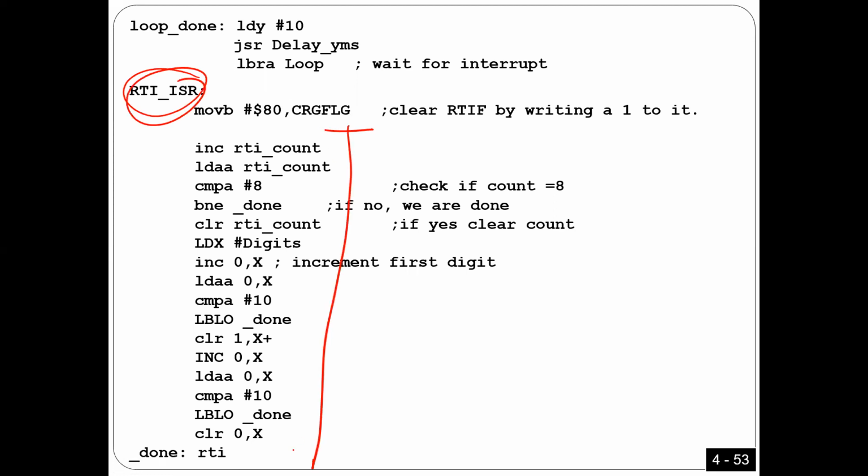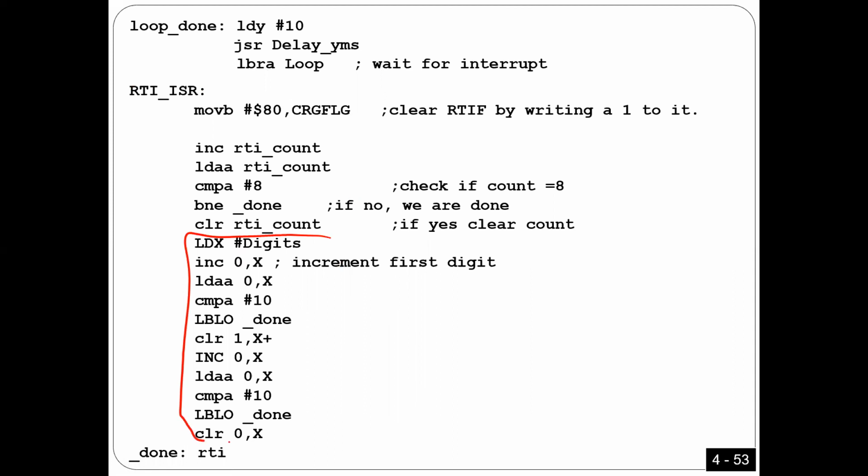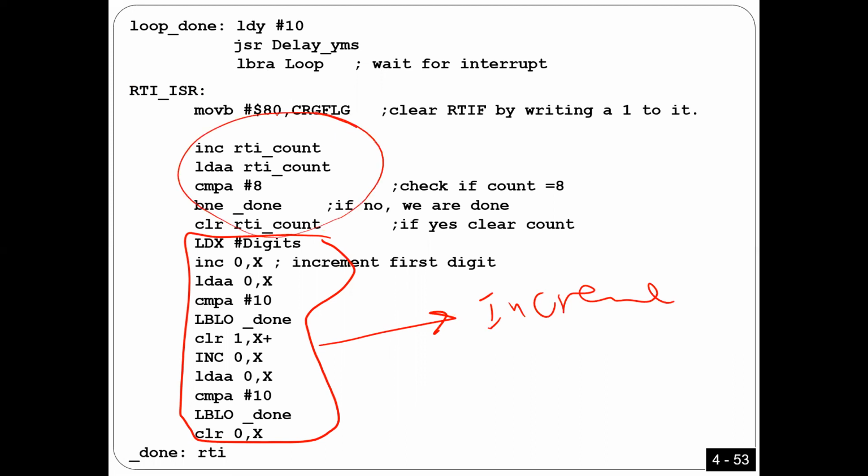RTI, this is the same code I used before. Here, this part, this is the same code I explained before to increment count, right? But I have to add this part, because here, guys, I need to count the interrupts, right? So if it is interrupt 1, 2, 3, if it is not 8, just leave, do nothing, because I want to execute this part every 8 interrupts. Every 1 second, I want to increment the count.